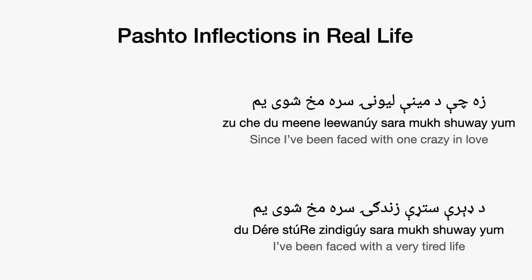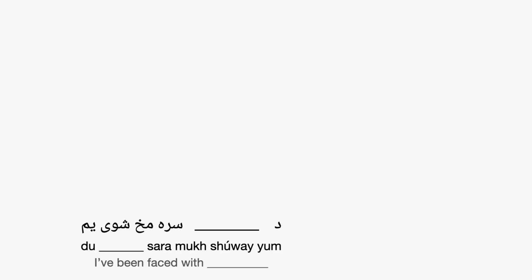Okay, don't worry if you didn't understand a lot of that, but we're going to look at this one pattern here. He says da something and sara. So this is a sandwich, and this is like that. You can see there's your sandwich, and it's da and sara, meaning with. So here's the pattern that he uses over and over again. He says da something sara makhshewayam, which means I've been faced with, or I've come face to face with.